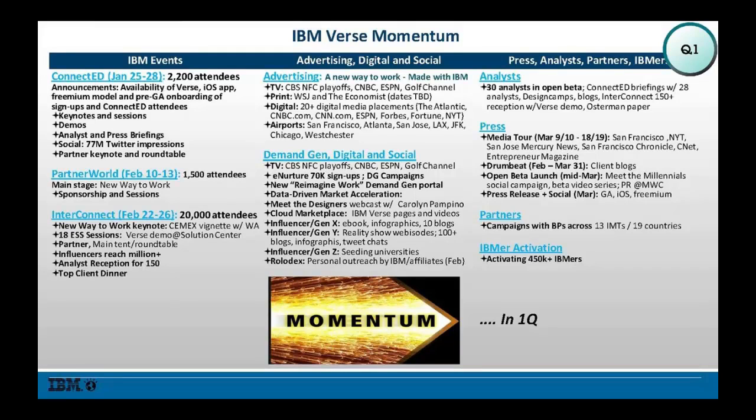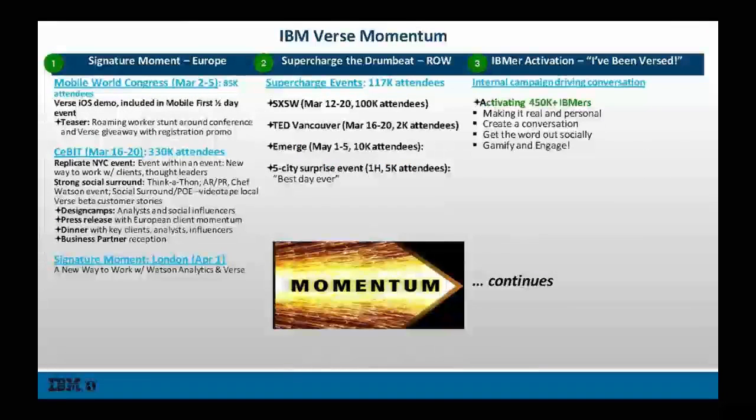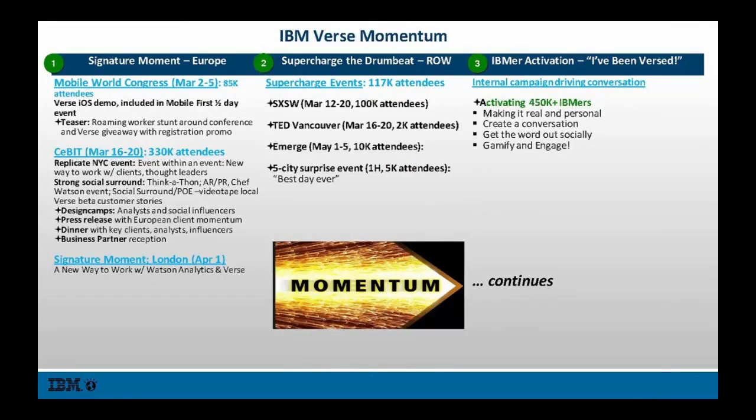Well, we're going to be starting with Europe. We're going to be doing what we're considering the next signature moment in Europe at CeBIT. If you all are not familiar with CeBIT, it is a large IT event that is based in Hanover, Germany, that will be taking place on March 16th through the 20th. We are doing an acre event very similar to what we did in New York.